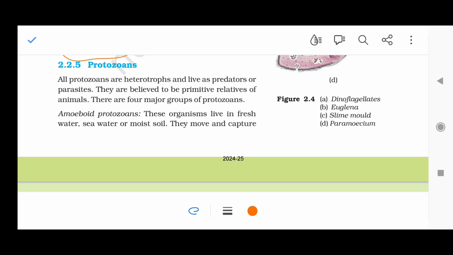Now come to the protozoans. All protozoans are heterotrophs and live as predators or parasites. They are believed to be primitive relatives of animals. There are four major groups of protozoans.